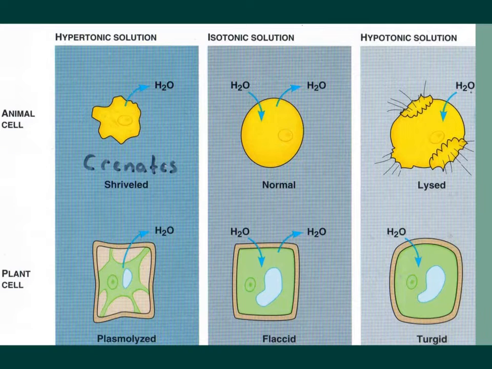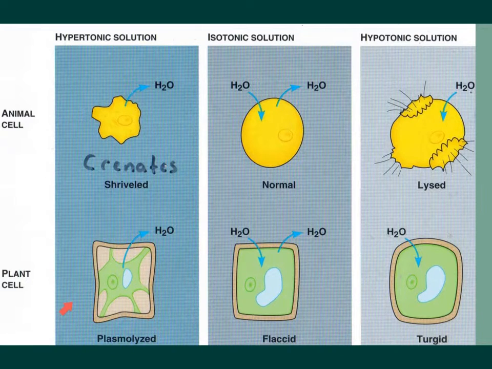In an animal cell, this results in water leaving the cell so that the cell would begin to shrivel. The scientific term for shriveling is that the cell crenates. In a plant cell, we have this being the cell wall, this right here being the cell membrane, and so as the water leaves the plant cell, it plasmolyzes, or the water leaves and it pulls the cell membrane away from the cell wall. Here we would see the cell beginning to shrivel up.